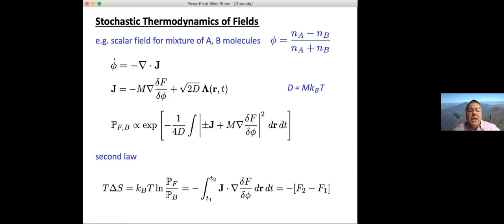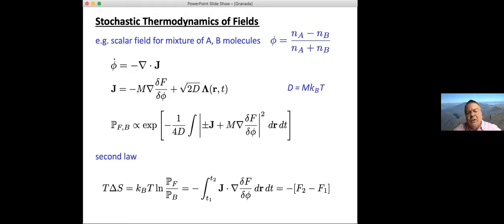And by the time I've noticed again that the cross terms, the square terms cancel or are the same for PF and PB, and I only get the cross terms, I end up with an integral which is J dot grad mu, mu being the chemical potential, or df by d phi. So again, the heat flow into the bath is given by the difference of the free energy functional evaluated between the final and the initial states. So that again is all kind of consistent with traditional thermodynamics.